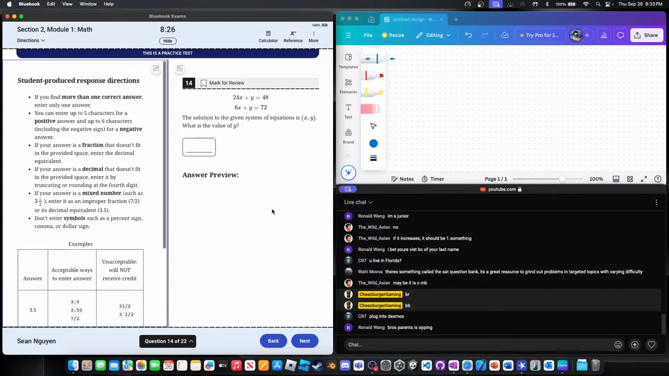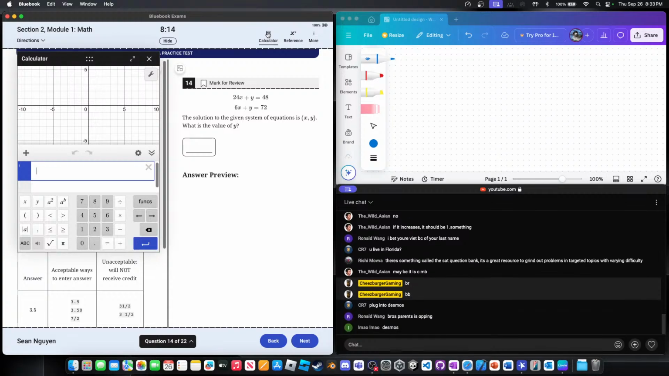Let's see here. Okay, well, what is the value of y? So I did multiply both sides with y. We're gonna subtract. Oh wait, why did I close Desmos? Or I could do the substitution method. Right? No. Yes, I can do the substitution method. What am I doing? Okay, 24. I don't have much time.